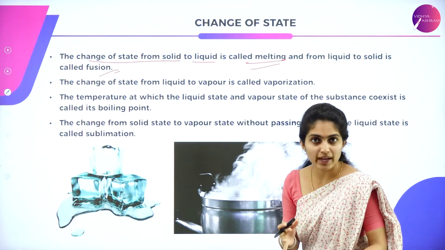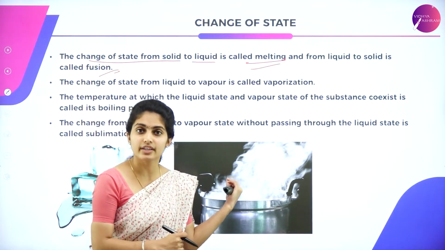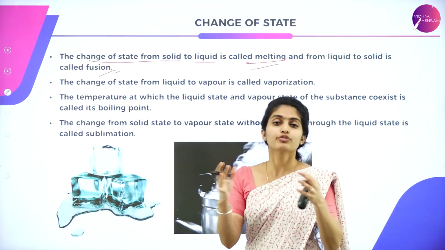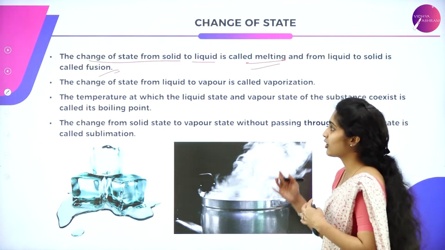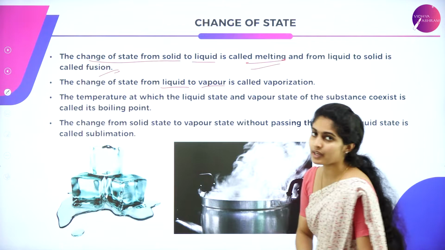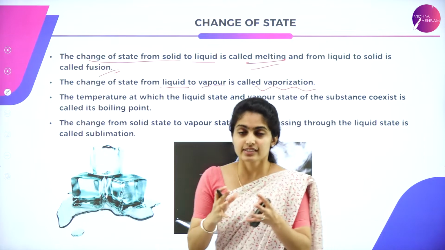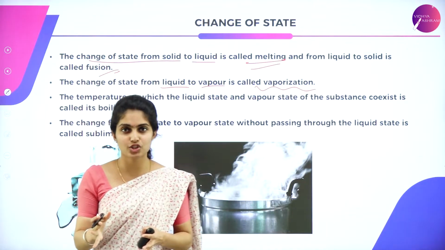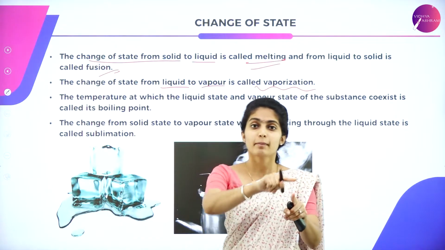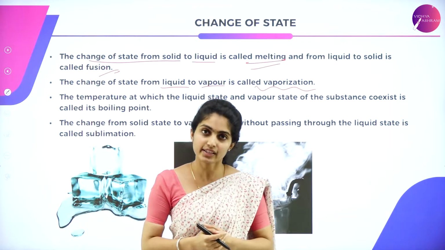The change of state from solid to liquid is said to be melting, and again from liquid back to solid is said to be fusion. It is fusing up; the components are fusing up. That is called fusion. Now again, the change of state from liquid to vapor is called vaporization. So it vaporizes. You know that from solid to liquid it is melting, from liquid back to solid it is fusion, but from liquid to gas it is vaporization.